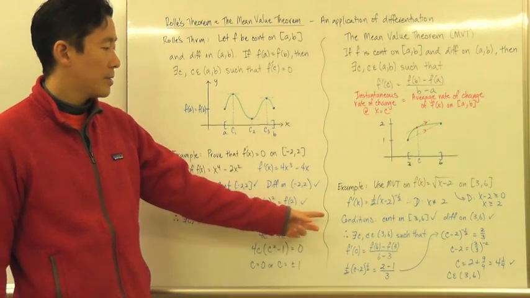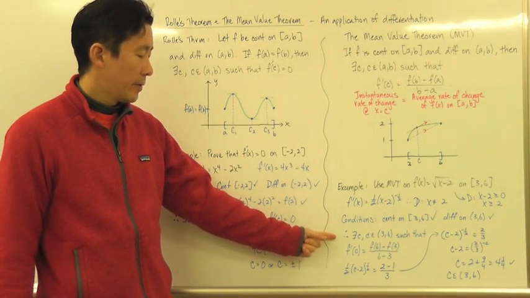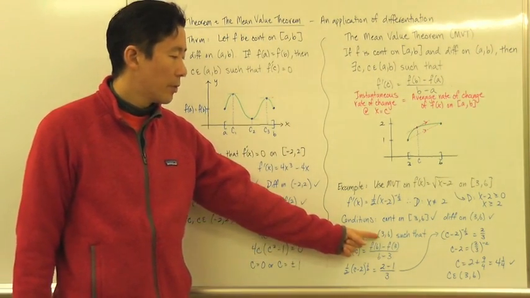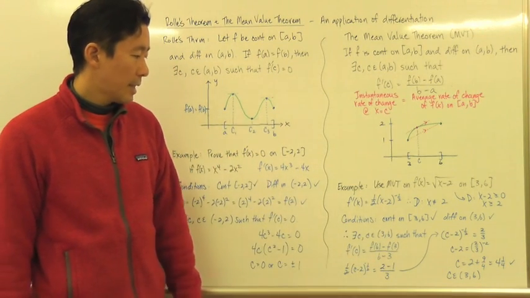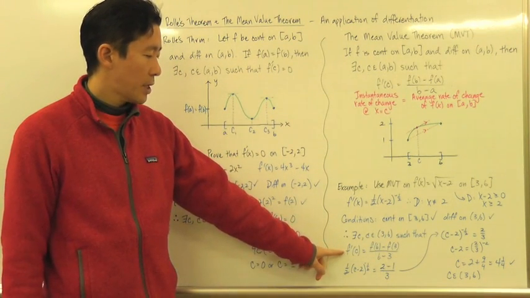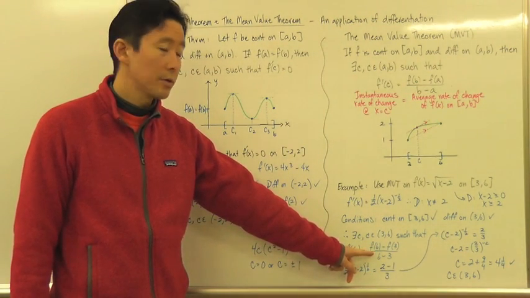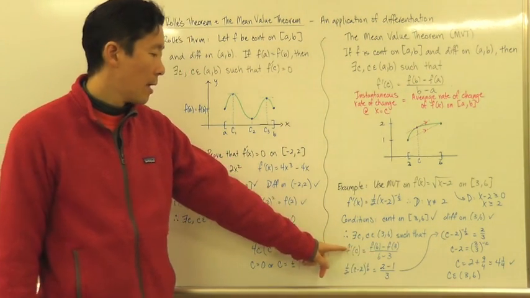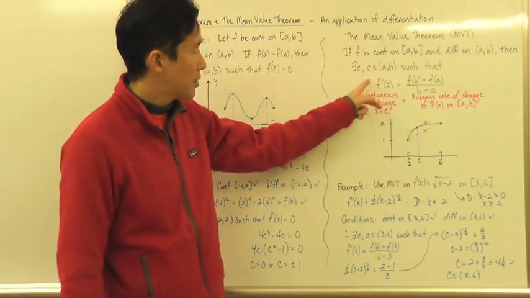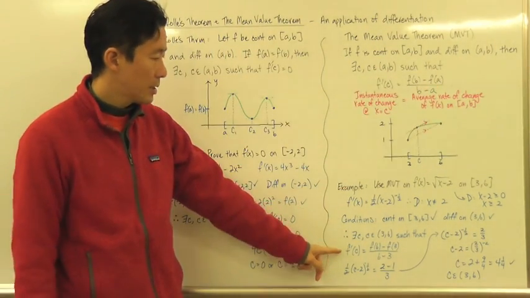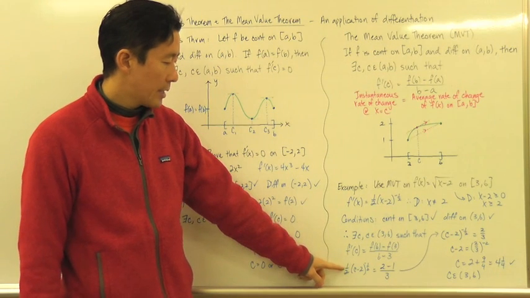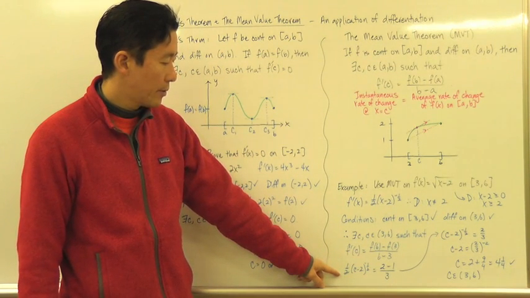Now, being that we have these two conditions satisfied, we know that there exists a c on the open interval 3 to 6, such that our instantaneous rate of change at c is going to be equal to the average rate of change on the closed interval from 3 to 6. So what I'm doing is applying this initial statement here, because our conditions are true, and then I just go ahead and follow through.